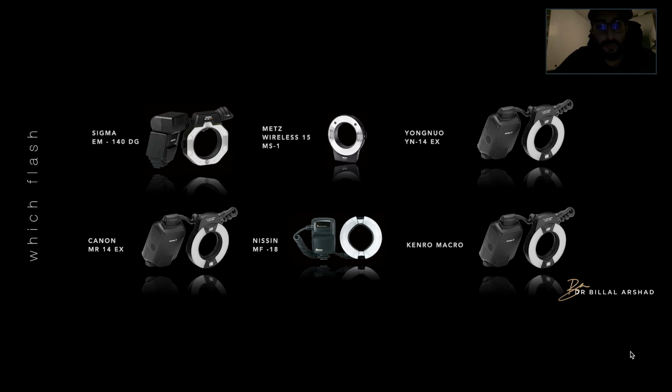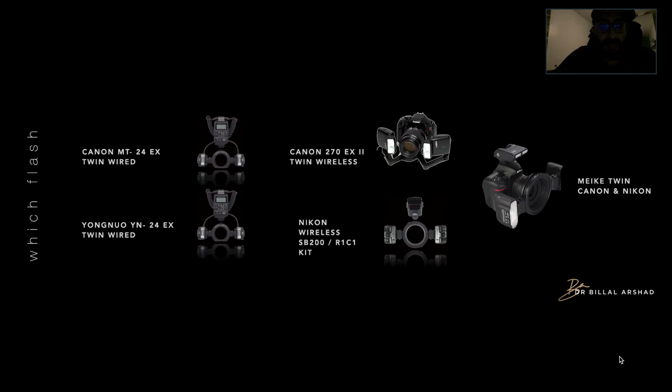So if you're going for a good quality, solid ring flash, then a Sigma is a wired one. It's brilliant, or the wireless would be the Metz wireless flash. Personal preference is using twin flash photography, so this is not speedlights that we're talking about. If we're talking about dedicated twin flash photography, then the Nikon wireless has a dedicated twin flash system. Alternatively, more recently, you can opt to purchase the Godox twin flash, which has a Canon and Nikon equivalent.